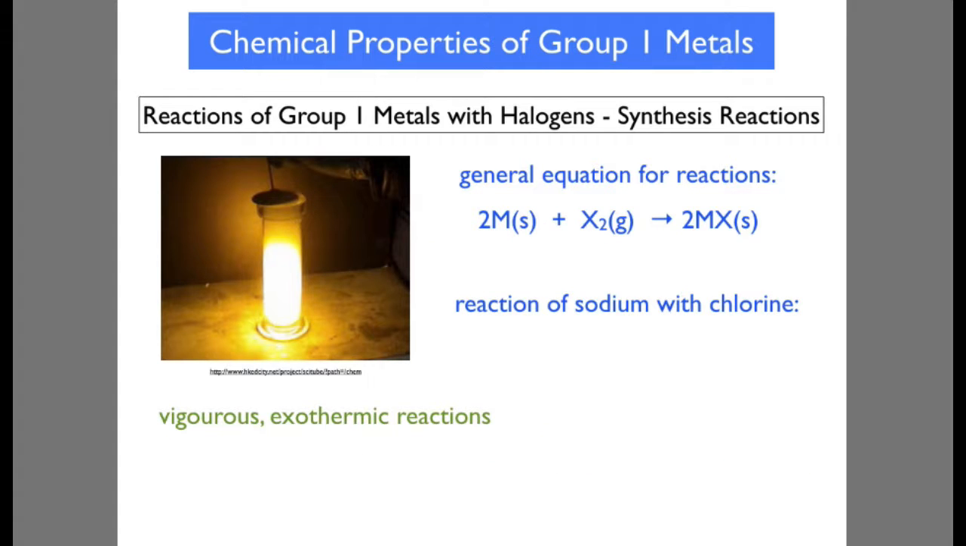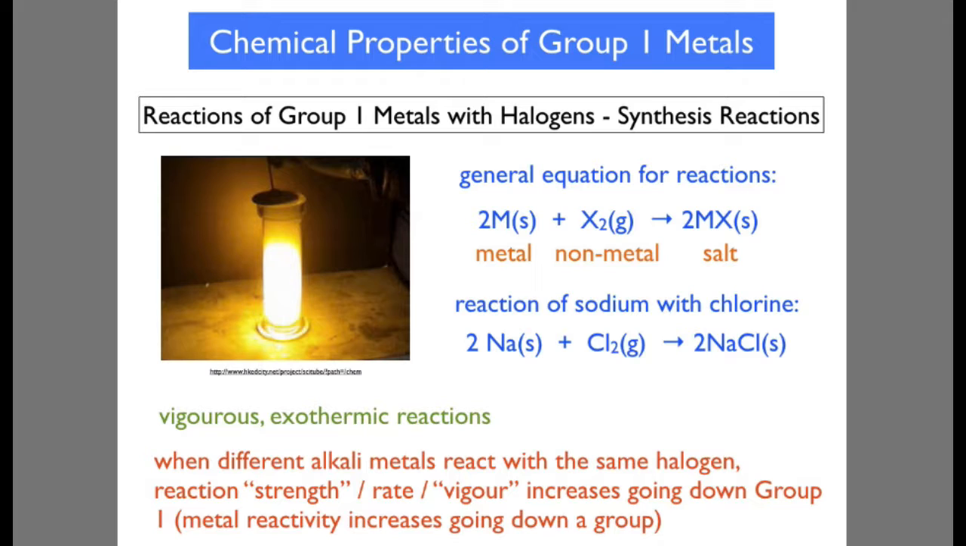Reactions of group 1 metals with halogens are synthesis reactions. The general equation for the reactions is the metal reacting with the non-metal diatomic halogen, which gives us the metal halide, which is a salt. And so a metal and the halogen give us a salt. For example, the reaction of sodium and chlorine: sodium metal reacts with chlorine gas to give us solid sodium chloride, which is table salt.